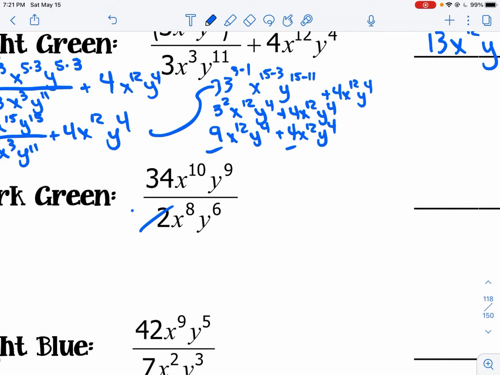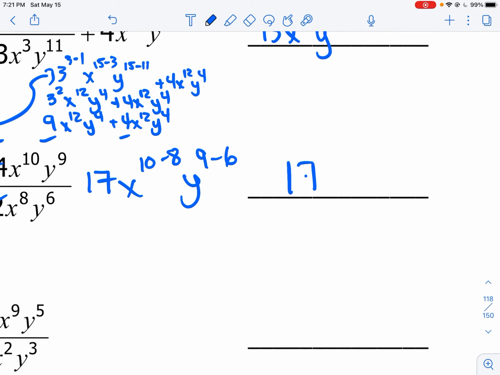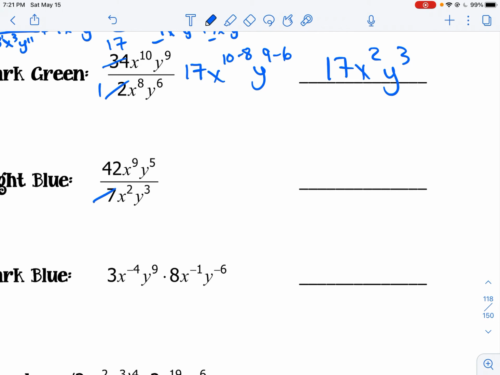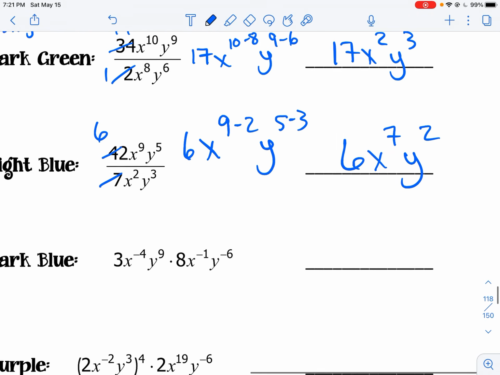Next one. 2 goes into 34 17 times. So I have 17, and then 10 minus 8, y 9 minus 6. So I get 17x squared y to the 3rd. And this next one, 7 goes into 42 6 times. 9 minus 2, 5 minus 3. I get 6 x to the 7th, y to the 2nd.